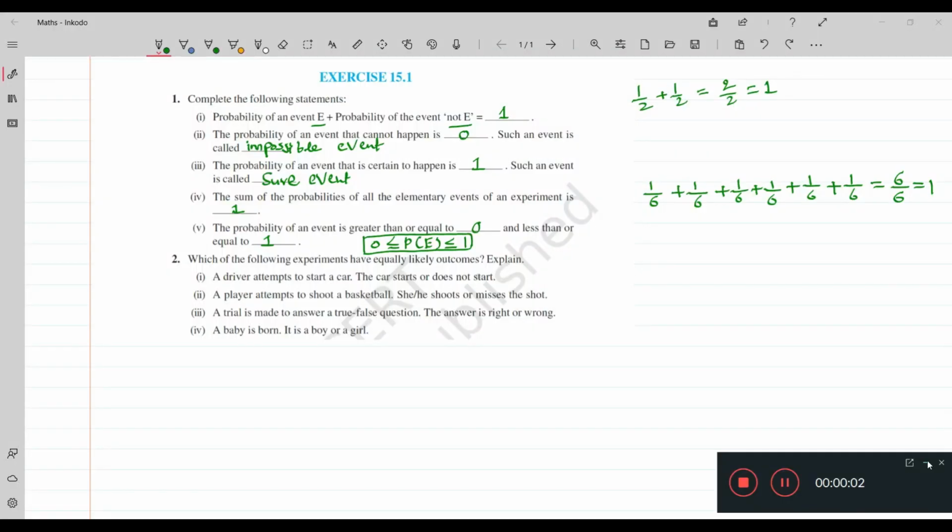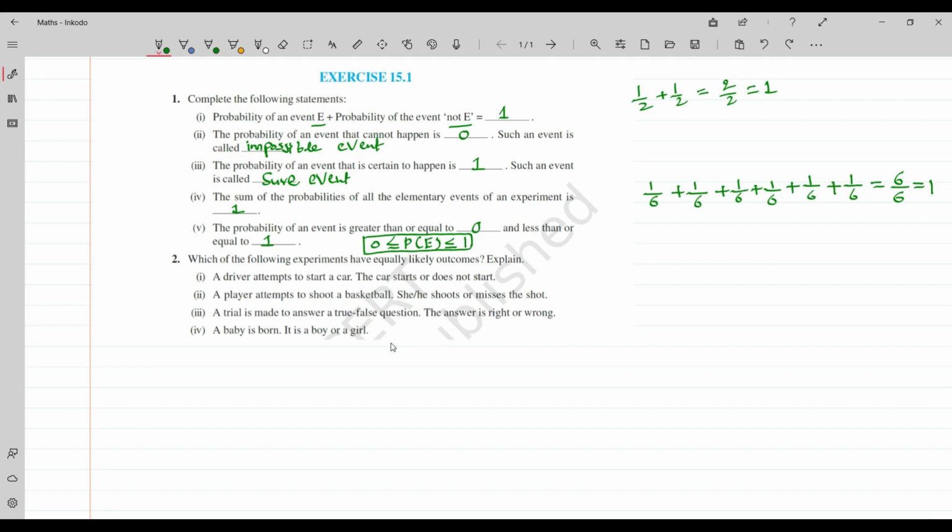Now let's see question number 2. Which of the following experiments have equally likely outcomes? And explain. Equally likely outcomes is nothing but there are equal chances for both the events. Now let's see first one. A driver attempts to start a car. The car starts or does not start. For this, answer is no, because the car starts normally, and only when there is some defect the car does not start.